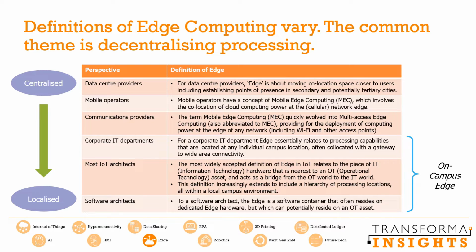So within a smart factory environment, you might have an edge location co-located with the wide area gateway, and then you might have multiple edge processing locations distributed within that campus area, right through to what the software architects would regard as the edge. And for them, the edge is a software container that often resides on dedicated edge hardware, but potentially it can reside on an OT asset or the actual edge device itself. So in the case of maybe a CCTV camera, you might have an edge processing environment actually on the camera itself. So those are some quite different perspectives on edge.